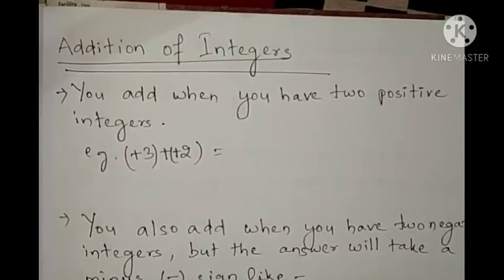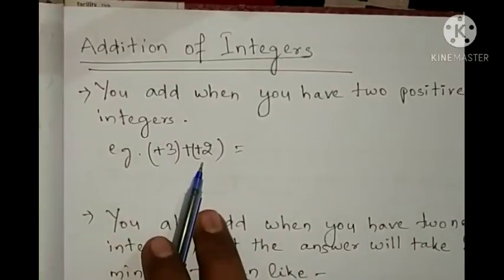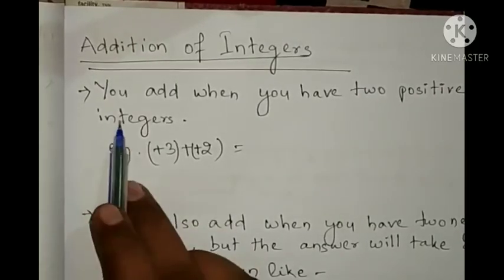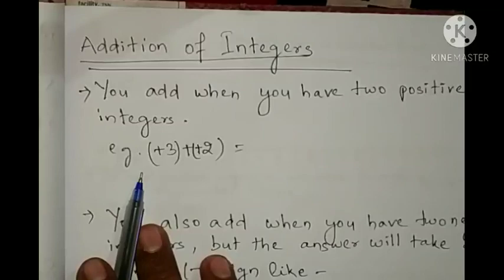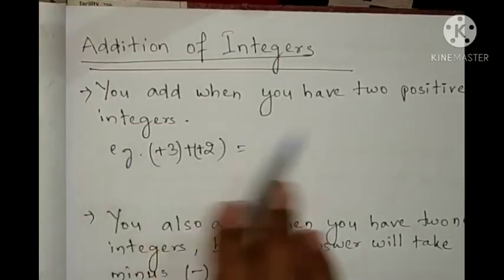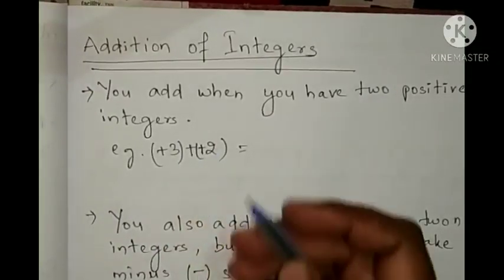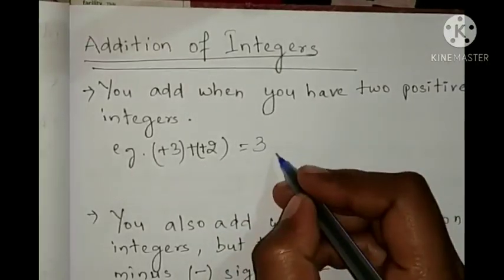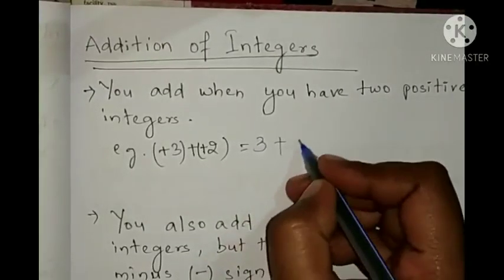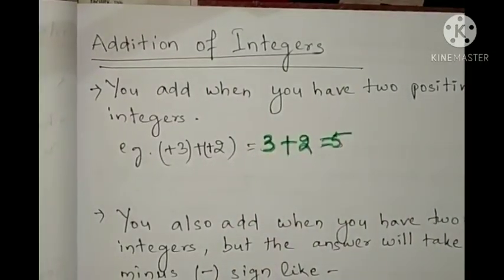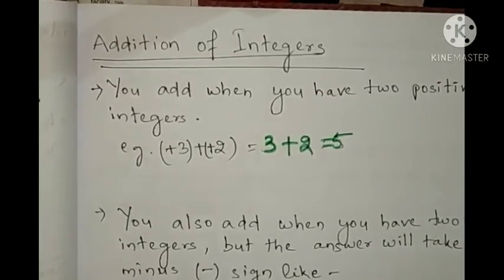First we add natural numbers, which are positive integers. When you have two positive integers to add, you simply add them. Plus 3 plus plus 2 means 3 plus 2, which equals 5. Next, you can add any positive integers.